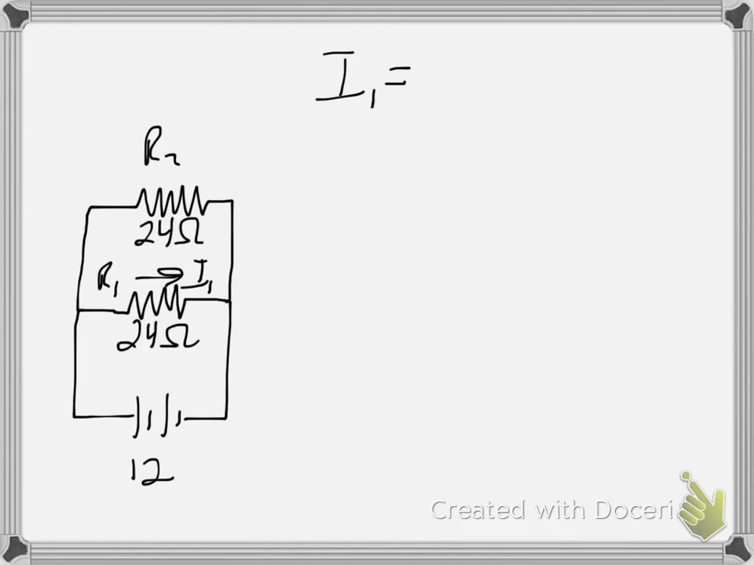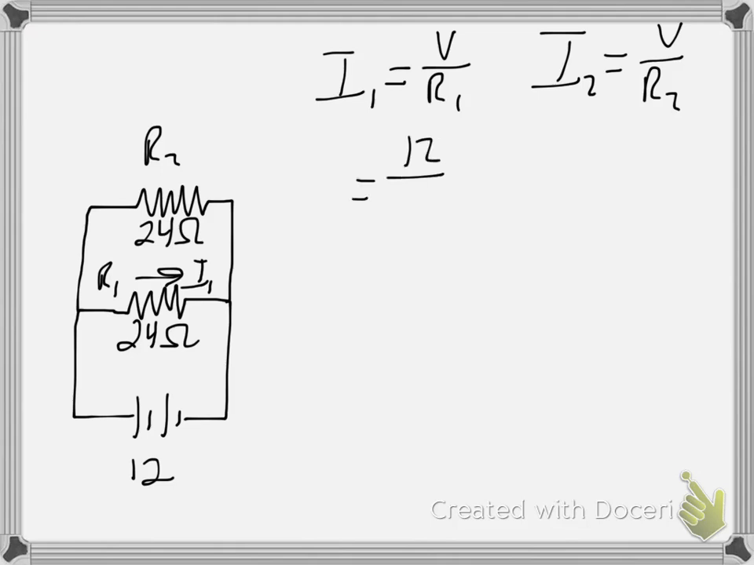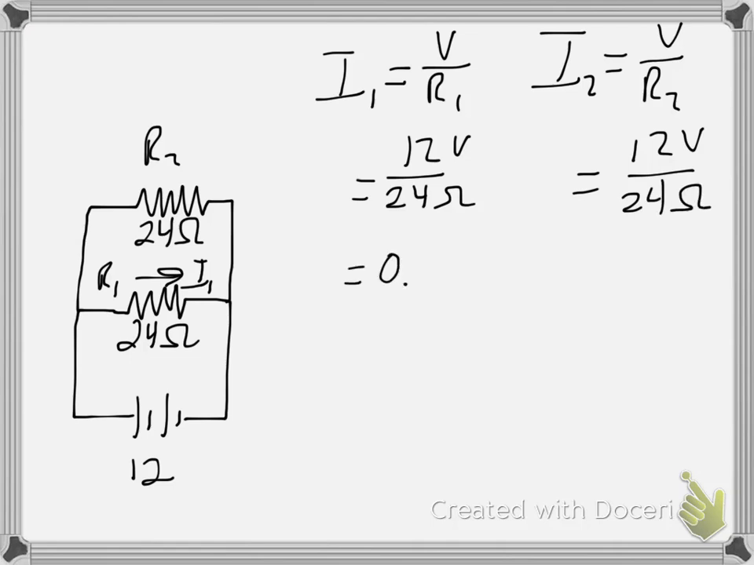will equal V over R1, I2 will equal V over R2, and so this is going to be 12 volts divided by 24 ohms, and I2 will also be 12 volts divided by 24 ohms, and 12 volts divided by 24 ohms is 0.5 amps. And so in both branches, in both loops, we have 0.5 amps running through them.